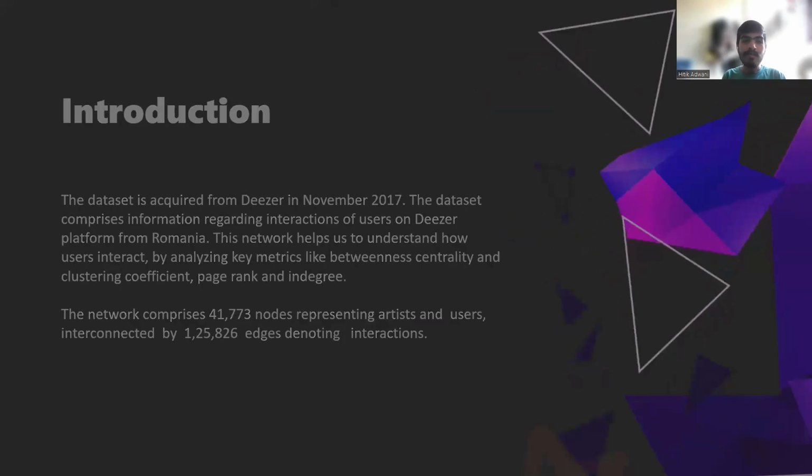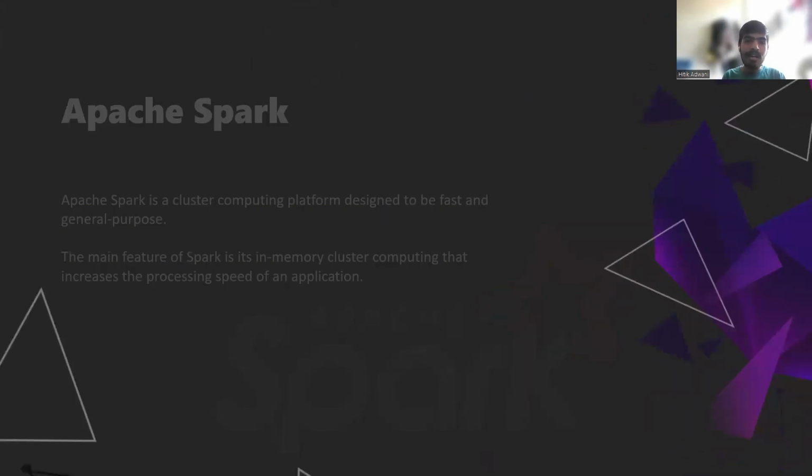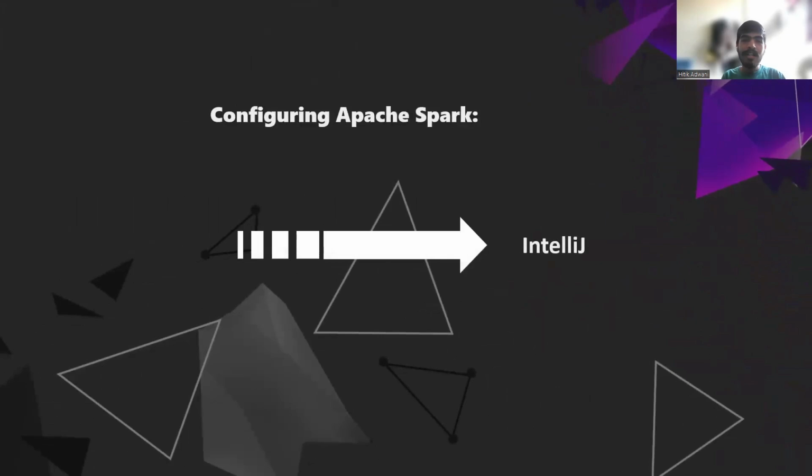Moving further, Apache Spark. Apache Spark is a cluster computing platform designed to be fast and general purpose. The main feature of Spark is its in-memory cluster computing that increases the processing speed of an application. So how will we configure Apache Spark in an IntelliJ IDE?